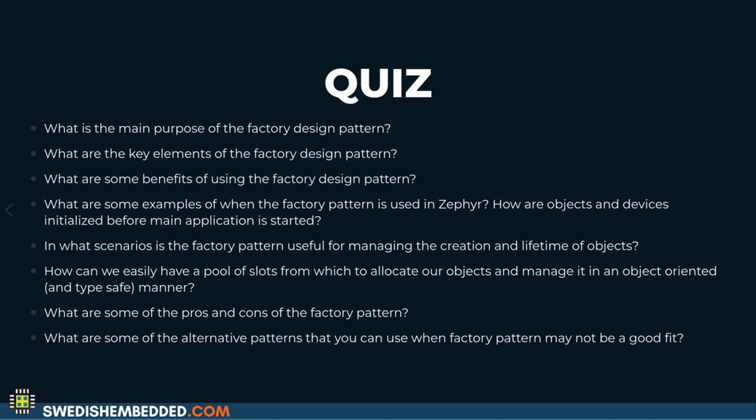How can we easily have a pool of slots from which to allocate objects and manage it in an object-oriented and type-safe way? So we have looked at the simple factory implementation, which shows you how to do this using the container_of macros. Can you apply this to your project that you're working on? What are some of the pros and cons of the factory pattern? What are some of the alternative patterns that you can use when the factory pattern may not be a good fit?